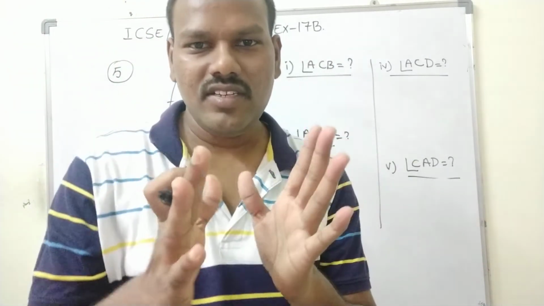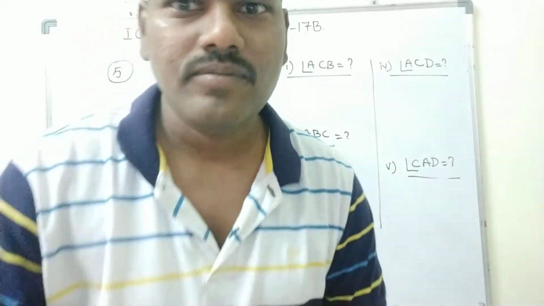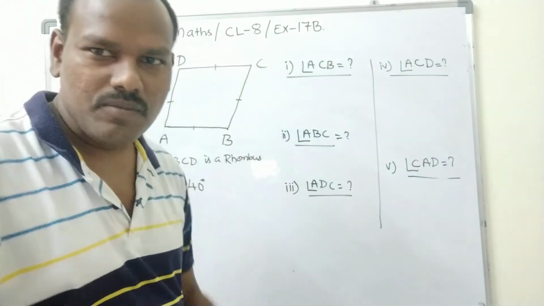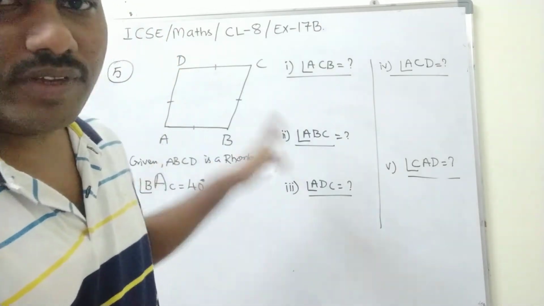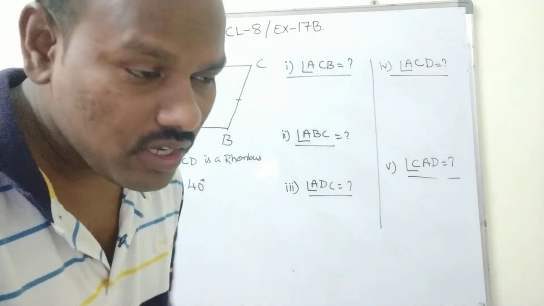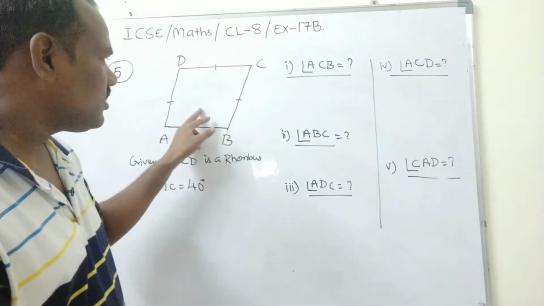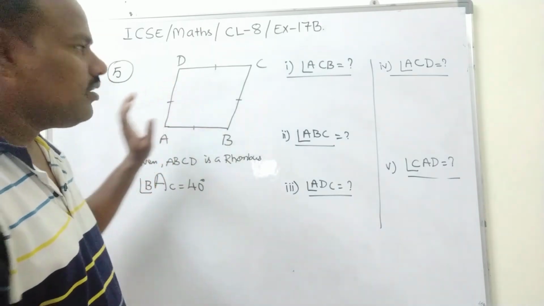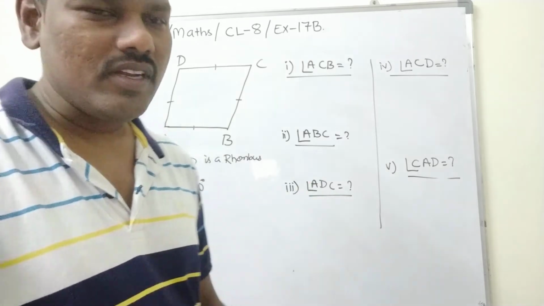Okay, difficulty started. Now be careful. ABCD is a rhombus. Given ABCD is a rhombus. So in a rhombus we know very well all the sides are equal. Every time we nicely draw it like a square, but this is a different rhombus. Means the properties are the same, but the figure is a little different.